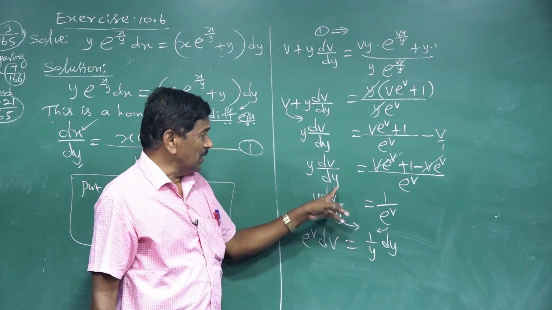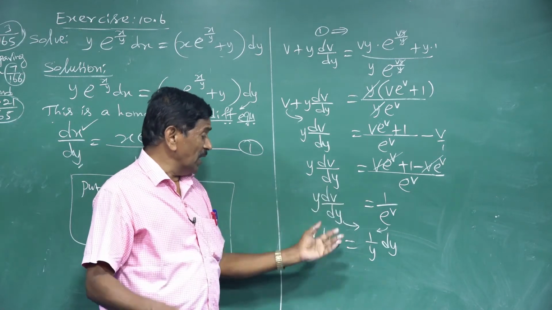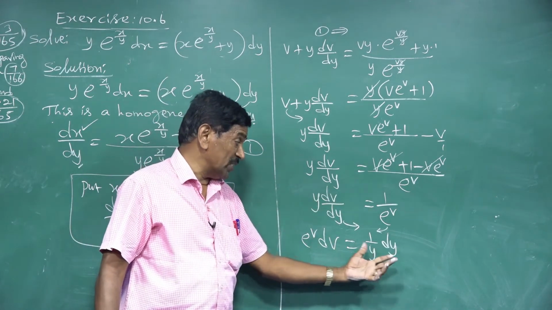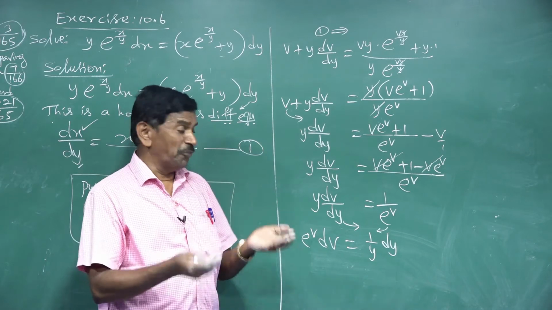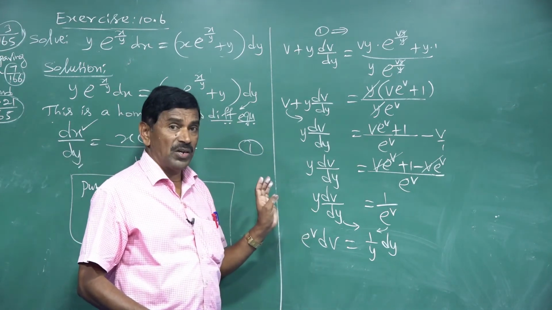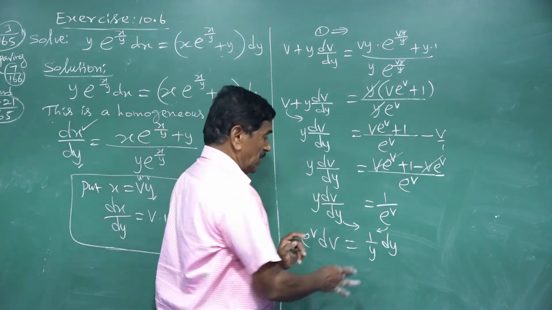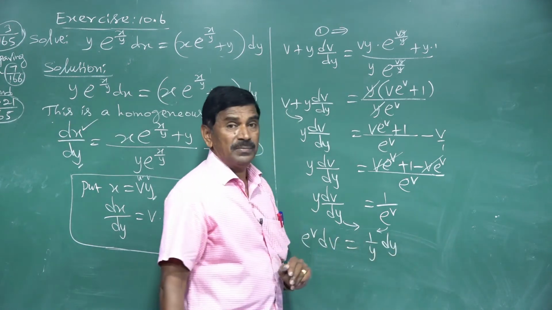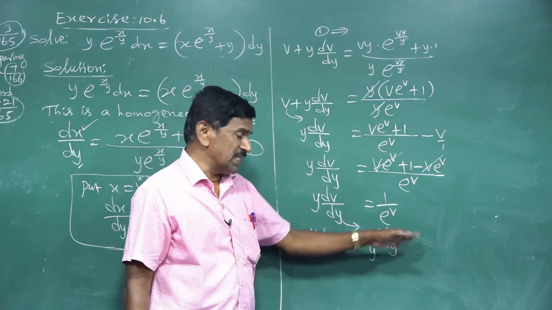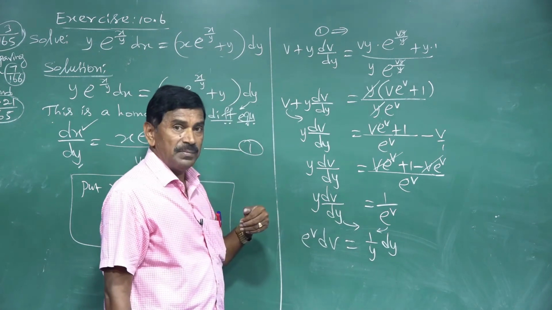Now listen, this step is purely variable separable: v on one side, y variable on the other side. Now I want to integrate. Before integrating, identify whether the formula is available or not. On the RHS it is very simple: integral of 1 by y dy equals log y, right side. Okay, come to the left hand side.